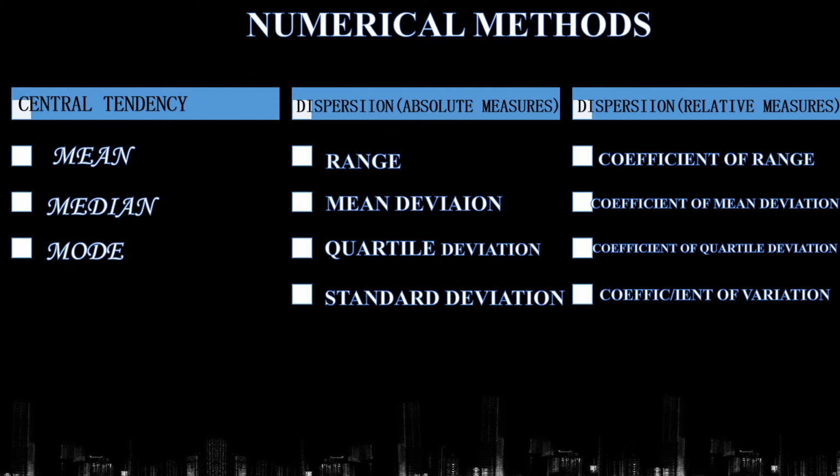Under numerical methods, we have one more, which is dispersion. Under dispersion, we have two measures. One is absolute measure and another one is relative measure. What is absolute measure here and what is dispersion here? So let us try to know that. Dispersion is used to measure the variability in the data or to see how spread out the data is. It measures how much the scores in a distribution vary from the typical score.